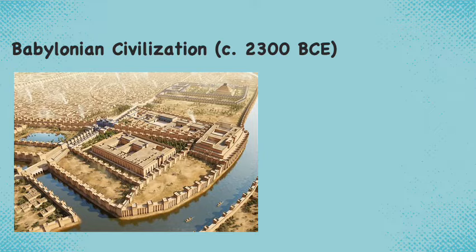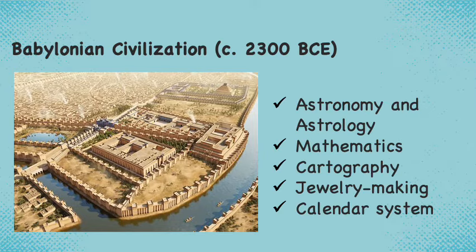Ancient Babylonians were among the earliest people to develop the study of astronomy and along with it astrology. The Babylonians were also outstanding mathematicians as they were the first people to use fractions. Cartography, jewelry making, and development of a calendar system were also some of their most important contributions.